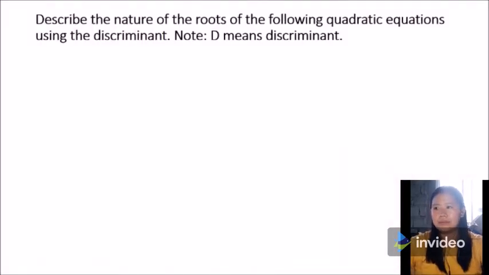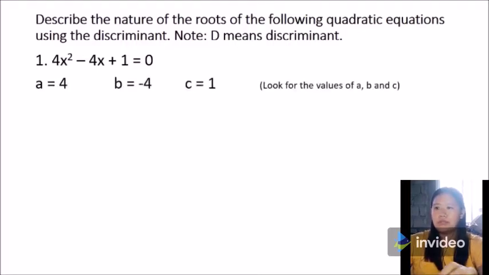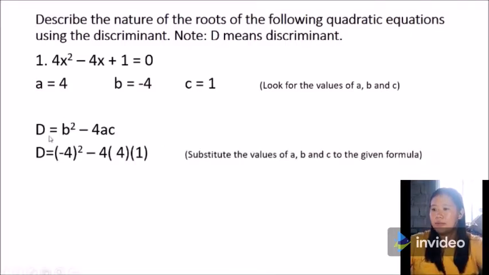So let's have an example. We need to describe the nature of the roots of the following quadratic equations using the discriminant. So D means discriminant. Number 1, 4x raised to 2 minus 4x plus 1 equals 0. So first thing to do is to look for the values of a, b, and c. So our a here is equal to 4, our b is equal to negative 4, and c is equal to 1.